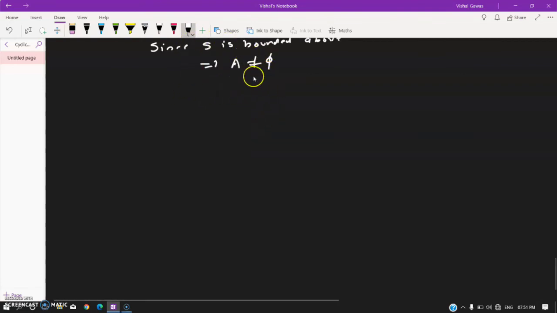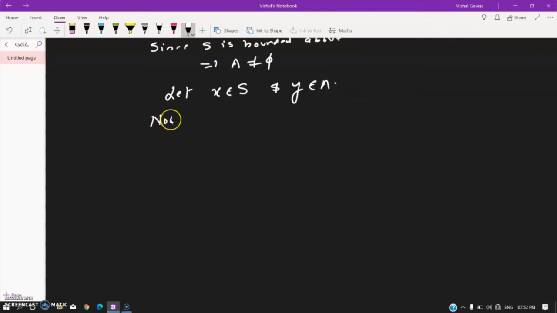So that's what... Let me take an element x and y. Note that x is less than or equal to y, right? For every x in... Okay, so let's look at this one. Just take an element of... Okay, let's look at this.